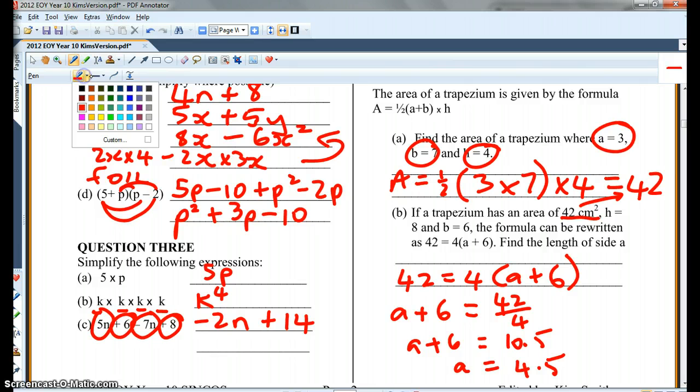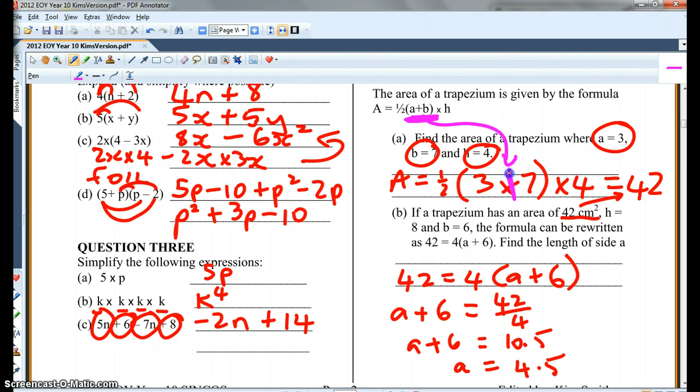Nobody picked up my mistake, so no one's listening. A plus B, and here I went times. So that was wrong. So I should have had 10 times the 2 was 20. So please, somebody yell out when I'm wrong, okay?